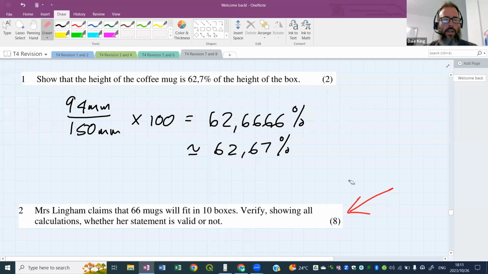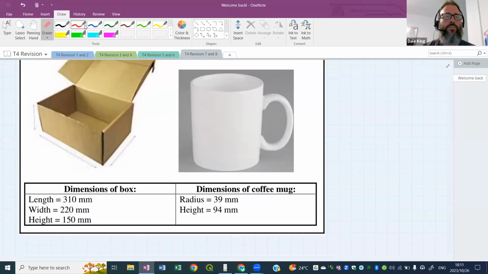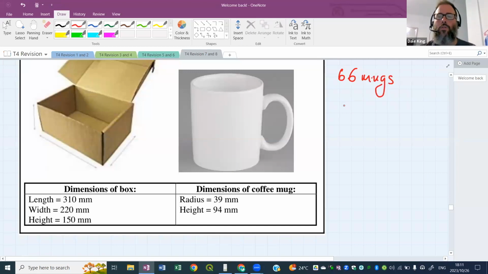It says Mrs. Lingham claims that 66 mugs will fit in 10 boxes. Verify, showing all calculations, valid or not. 66 mugs in 10 boxes. All right, now I'm going to go up here and I'll write it on the side. We need to show that 66 mugs can go into 10 boxes. Where do we start? That's another challenging thing about these long questions: where do we begin?